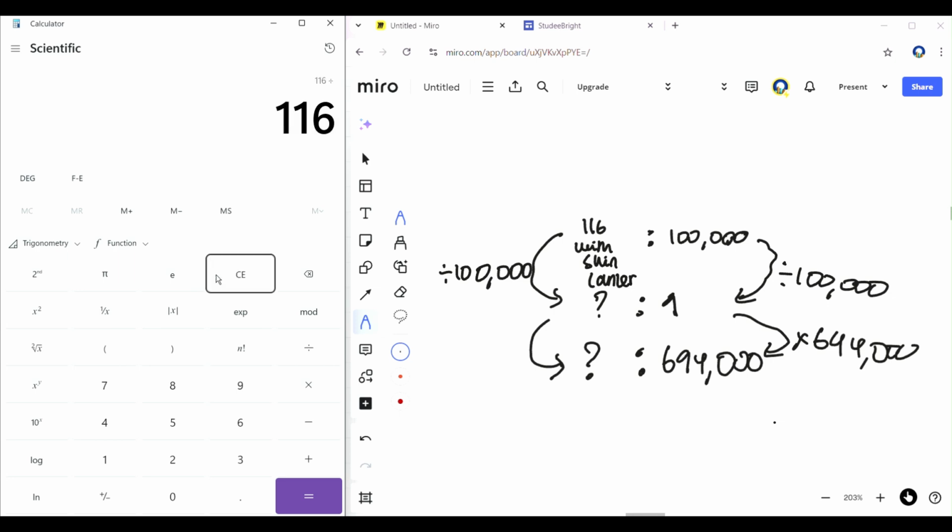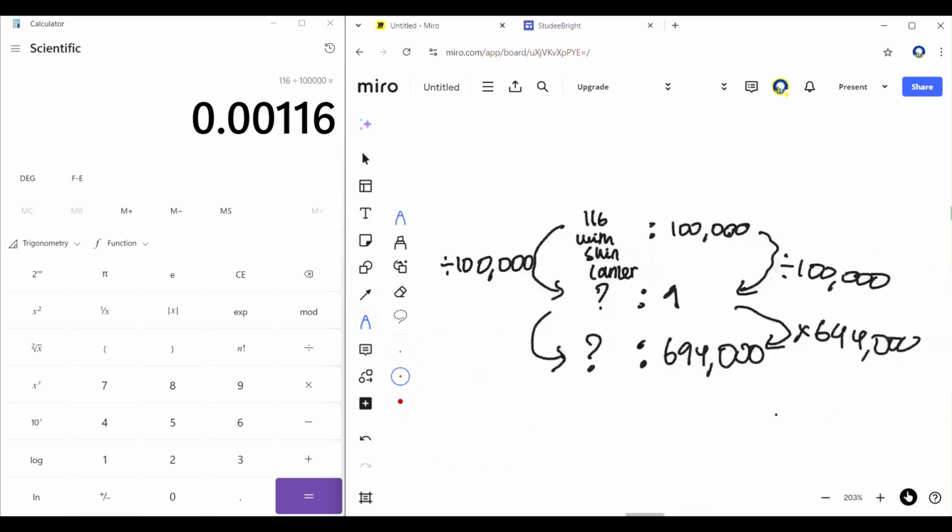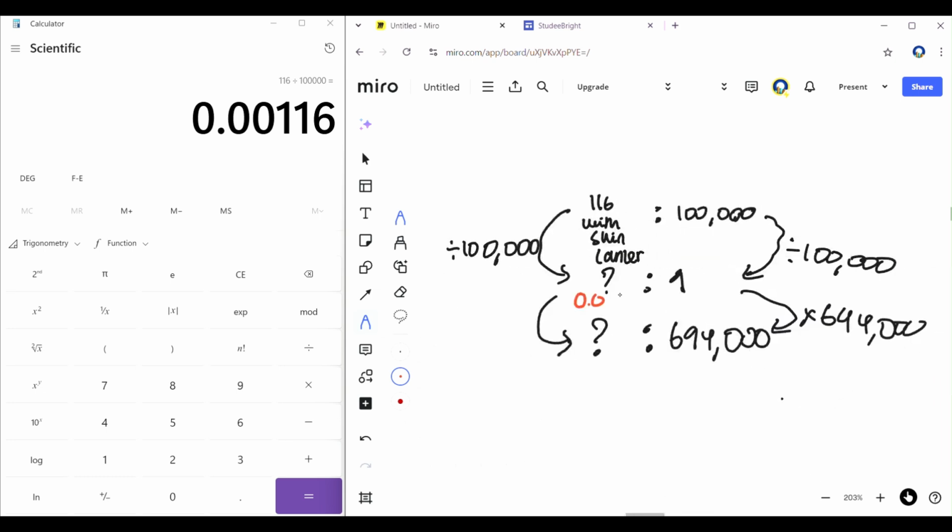116 divided by 100,000, and let's put my value as a, that is 0.00116. Then whatever I've done to this side, I've got to do the same to the other side, so I've got to multiply by 694,000.